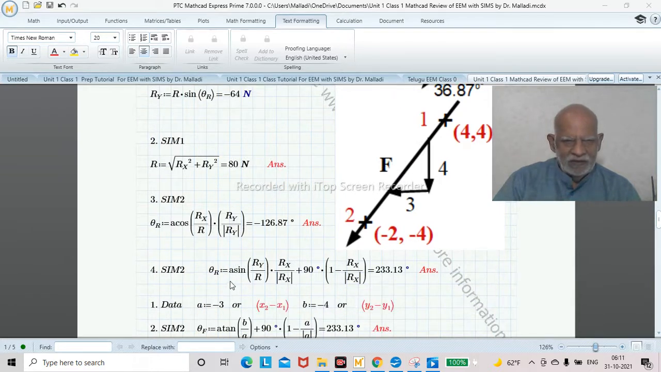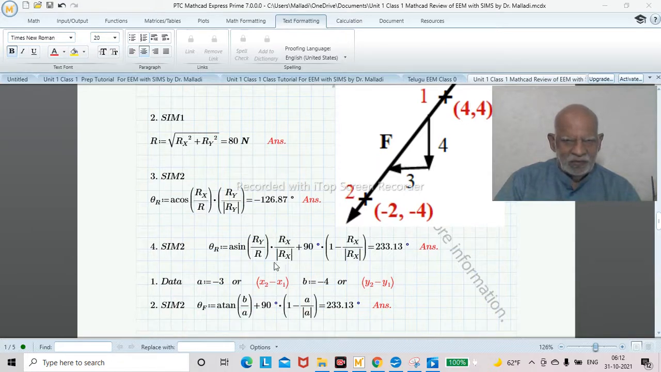But if it can be used, you can use arc sine also, which is a bit more difficult, and I want you to study this, how I got it. Say minus 126.87 is the same as 233.13. So it can give whichever is convenient for the program.